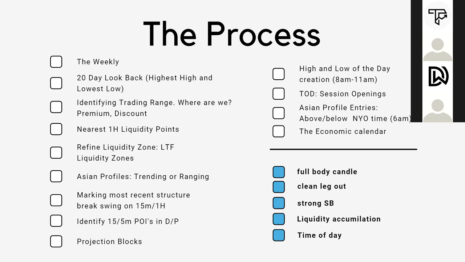We're marking out the most recent structure-breaking swing on the 15-minute and the 1 hour. As I've shown you, we look at the impulse leg and the broken structure. You have to look at that for premium and discount, and we look for the retracements into that range. Identify the 15 and 5-minute POIs in the discount and premium. As we've shown, I use the projection blocks, apply those, and see where everything is.